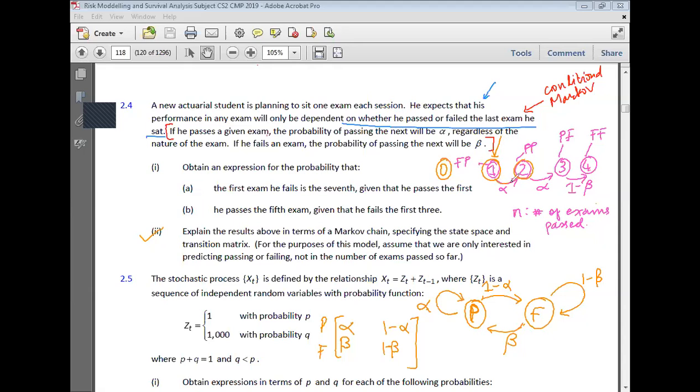The probability that you will pass another exam and move from 1 to 2 is dependent on how you arrive at 1, whether the previous exam you took, you passed or failed. If you passed that exam, then there is a probability alpha that you will pass another exam. But if you failed the exam, then this is not alpha, this would be beta, right? So you cannot say for sure what this probability will be until you know where you're coming from.